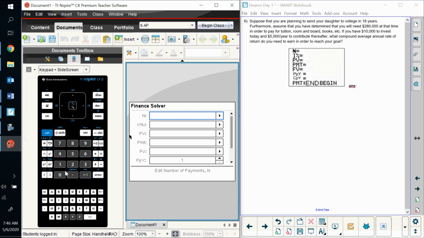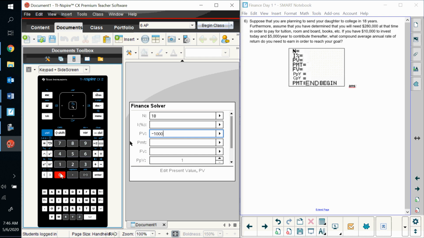We're doing 18 years from now. We're going to find the interest rate, so we'll leave that blank. You have 10,000 to invest now. That's coming out of your pocket, so it's a minus 10,000. You're going to invest 5,000 a year. It's coming out of your pocket, so it's a minus.